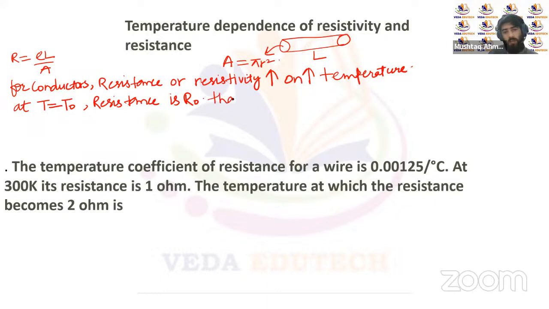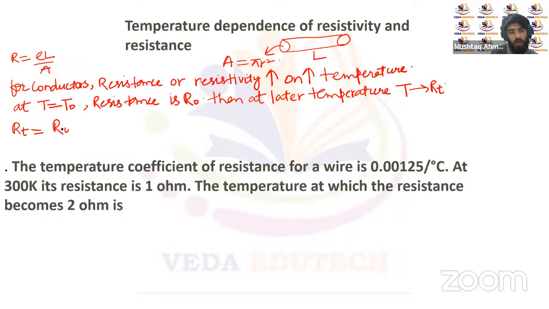Then at a later temperature T, let me call that R of T. That's the resistance of a conductor at some later temperature T, right? So this R of T will be equal to R naught times (1 plus alpha delta T), right?